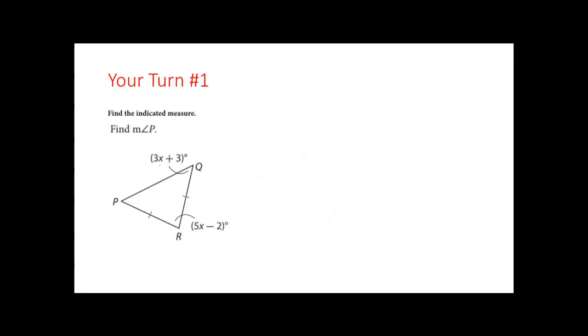All right, so your turn. Find angle P. This one is an isosceles triangle, not an equilateral. So we don't know if angle P is going to be congruent to angle Q or R, but we do know there's 3x plus 3 for angle QPR. We all know that all three of these angles should add up to 180. That's my hint. Solve for x, and then plug it back in to find angle P.